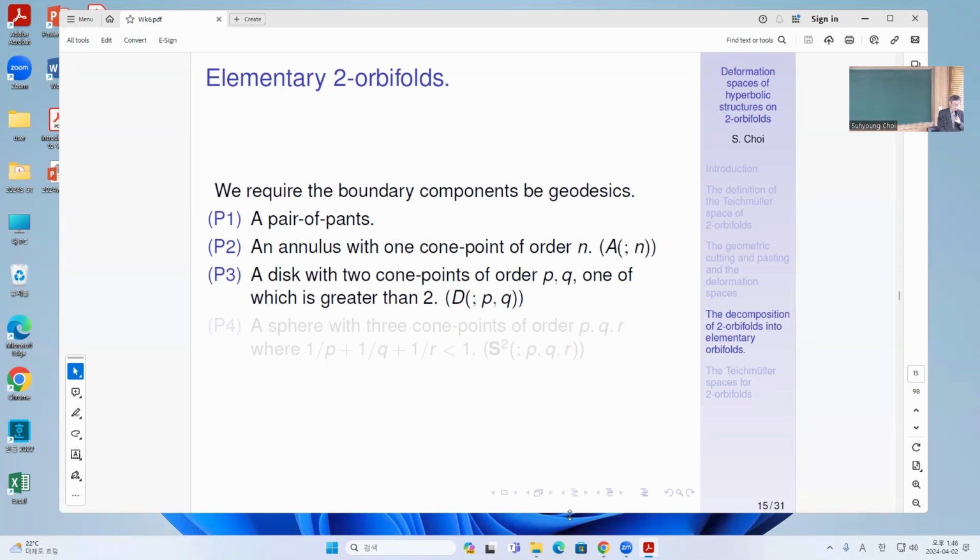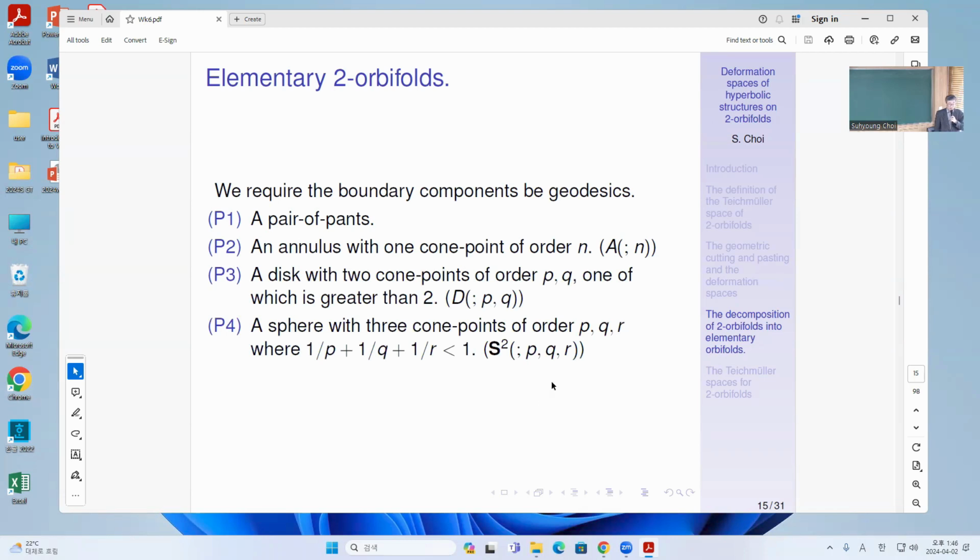And then the next one is a disk with two cone points of orders p, q, where p q is greater than 2. So you have a disk with two cone points inside, and one of them has to be bigger than 2. If both are 2, then it has Euler characteristic 0. That's why you can do that. D means the disk, and p, q after the semicolon are the cone points.